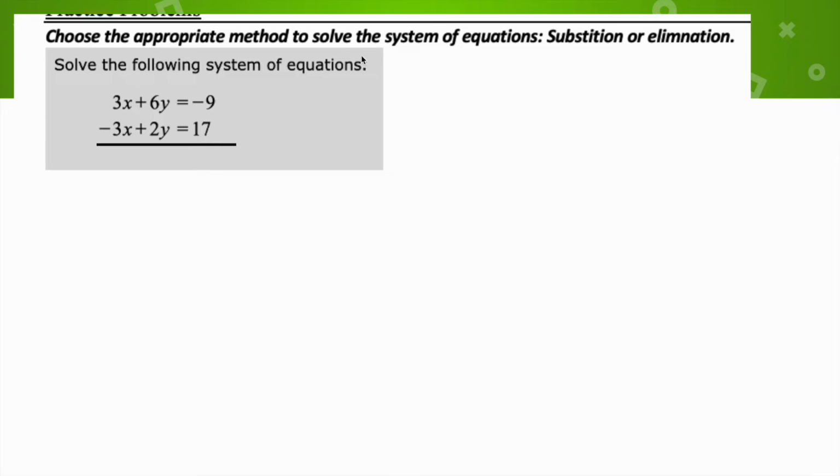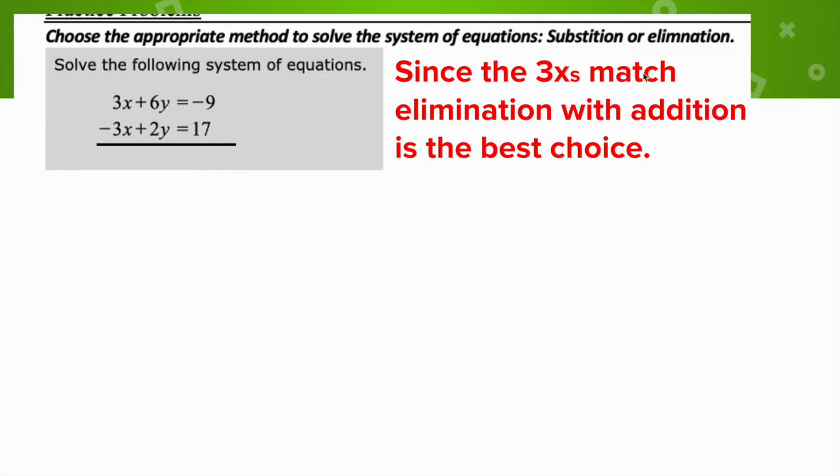So solve the following system of equations. I can see 3x plus 6y equals negative 9, negative 3x plus 2y equals 17. In this case, since the 3x's match, elimination with addition is the best choice. I don't know if I'd say best choice, but it's the easiest choice, because I already have 3x and a negative 3x. If I add straight down, 3x plus negative 3x is 0. They already cancel out. So that's why I'm saying it's the easiest one to go with there.